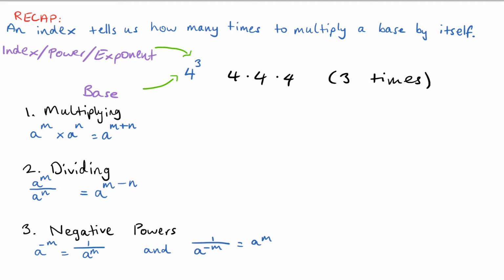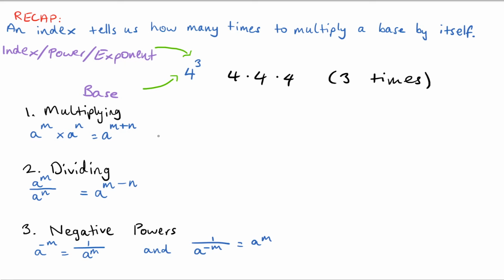Now we have a few index laws that are basically ways to speed up the calculation process and simplify maybe more complicated expressions. So the first one is if we have a to the m times a to the n, that gives us a to the power of m plus n. So what does that mean? Well, it means when you multiply a base, you can add the powers.